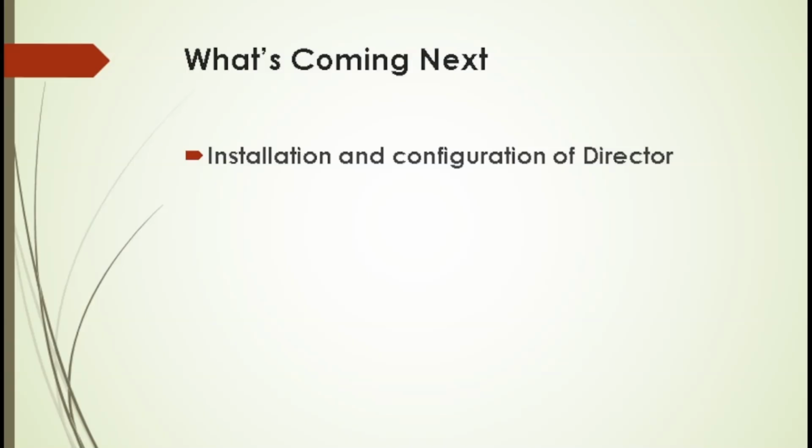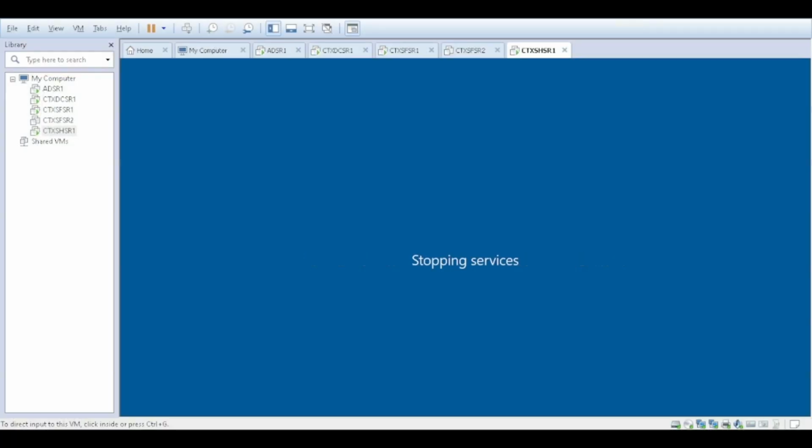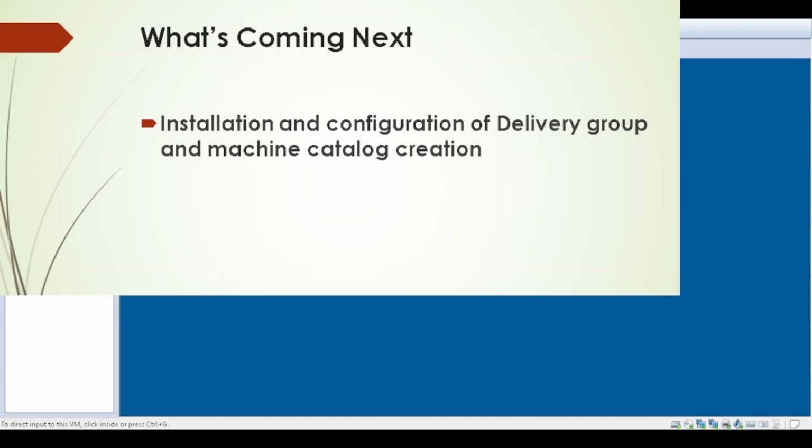To check this registration, we need to create a machine catalog and delivery group, which we will create in the next video. In the next video, we will create a delivery group and machine catalog, and test this server. We will also publish the application.